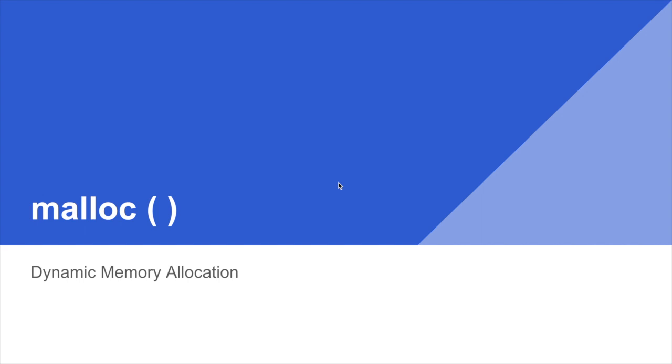Hi everyone, in the previous video we discussed in brief about the function malloc. So just for more clarification in this topic, today we'll solve a problem using the concept of malloc. So here's the problem, which is all about arranging the elements in opposite order.